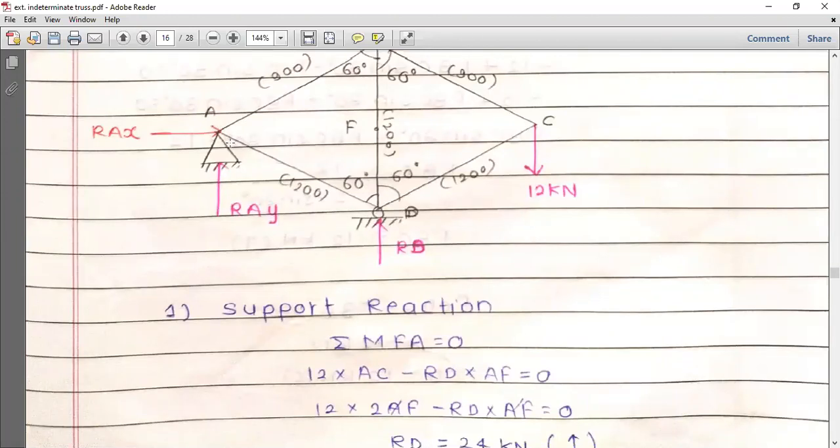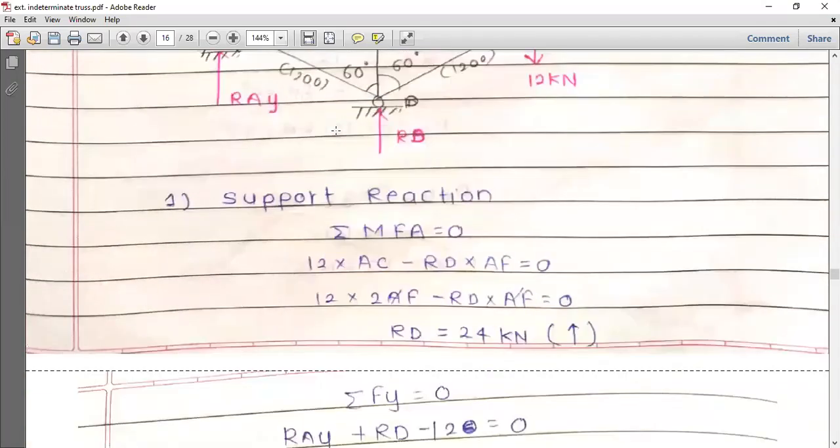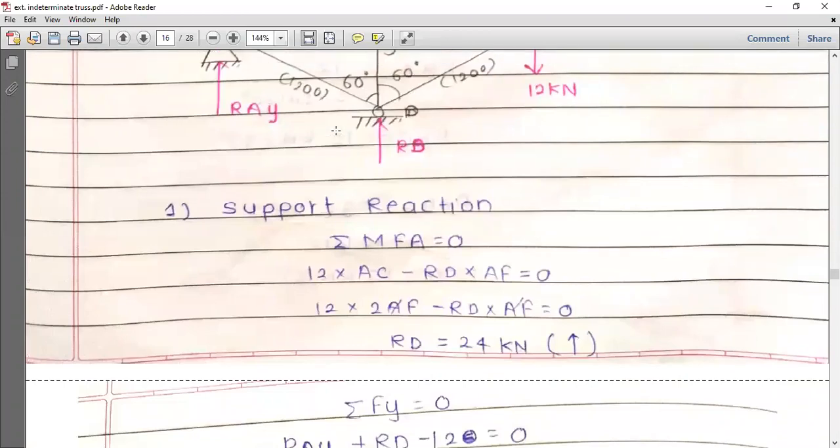So here this 12 kilonewton force, 12 kilonewton force into the distance AC, minus reaction RD into the distance AF. Of course, you are always going to consider a perpendicular distance. So from this you are getting reaction RD.